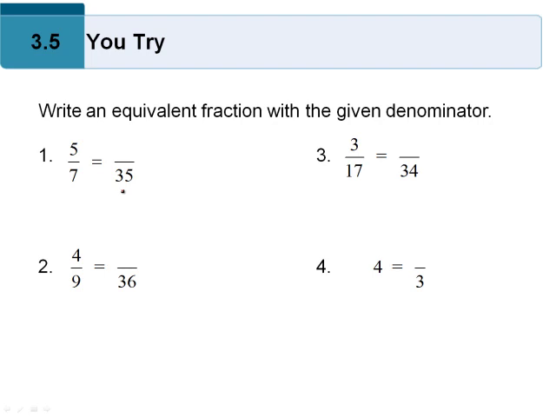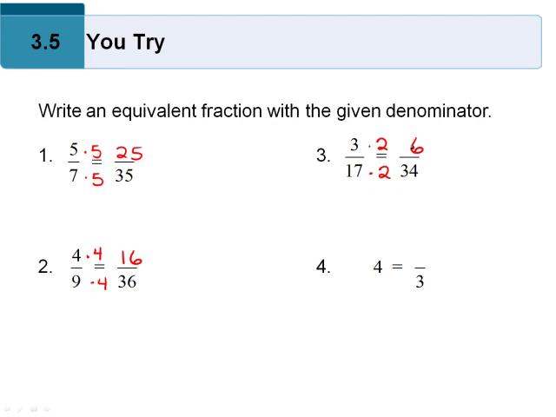5/7 equals something over 35. So 35 divided by 7 is 5, and 5 times 5 is 25. Okay? Number 2, you have 4/9 equals something over 36. So start with division. 36 divided by 9 is 4. So you multiply by 4 on top, and 4 times 4 is 16. Number 3, 3/17 equals something over 34. So start with division. 34 divided by 17 is 2. So multiply the top by 2. 3 times 2 is 6.